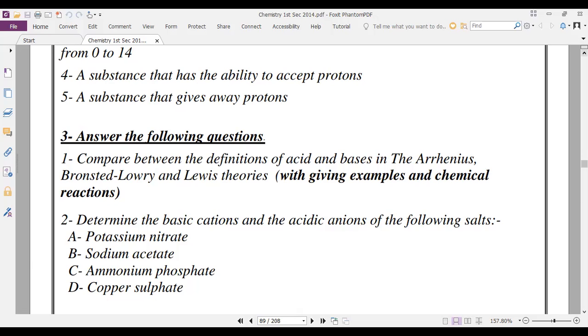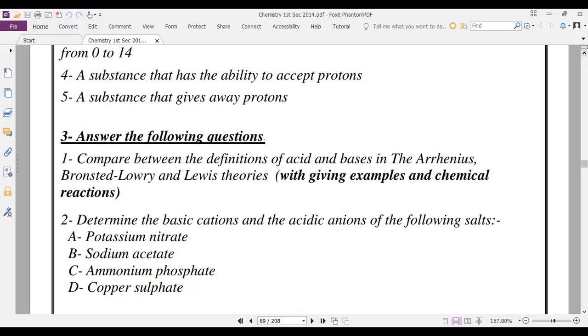Okay, right. Copper sulfate. The copper sulfate, CuSO4. What about the anion and cation? The acidic anion of it will be SO4 with a negative charge, and the basic cation is the copper. Right, right. Okay, Mariam.